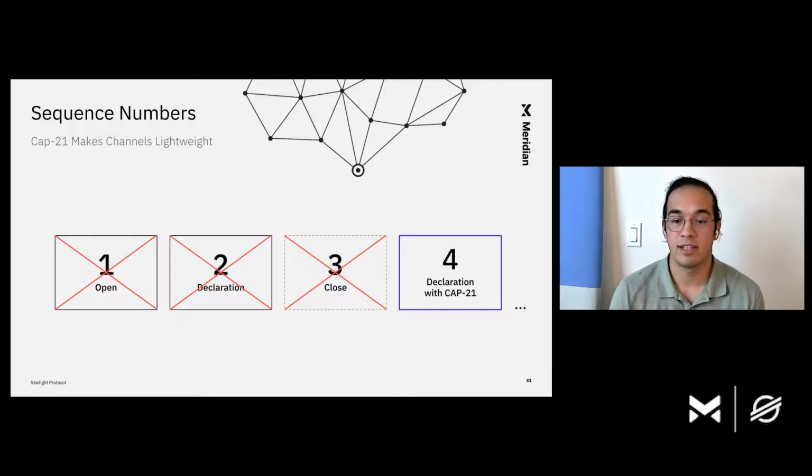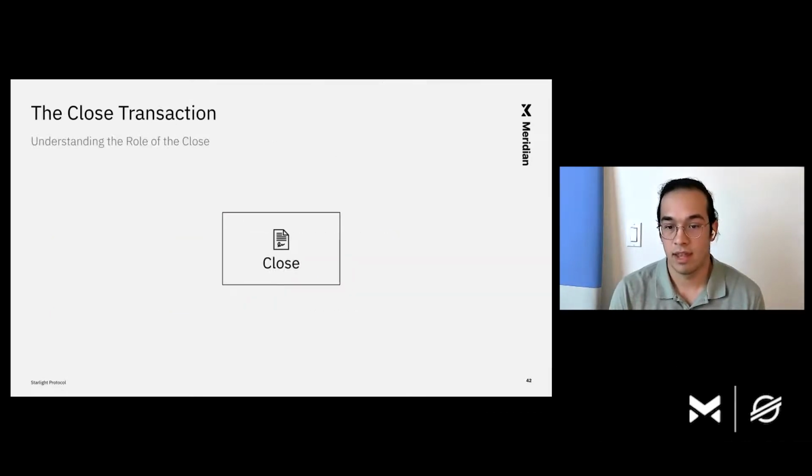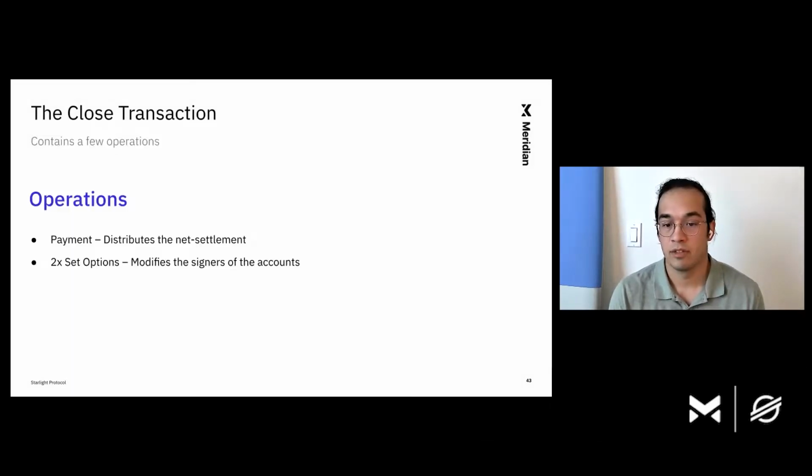Let's take a look at the second transaction in the close agreement. That second transaction is the close transaction. The close transaction is responsible for finalizing the close of the channel. To do this, it contains a few operations. The first is a payment operation. This payment operation is a net settlement that I referred to earlier, resulting from all the payments that occurred in the channel up to that point in time.